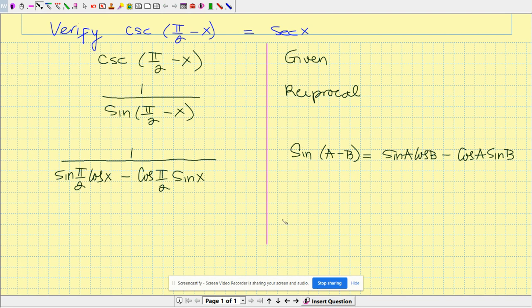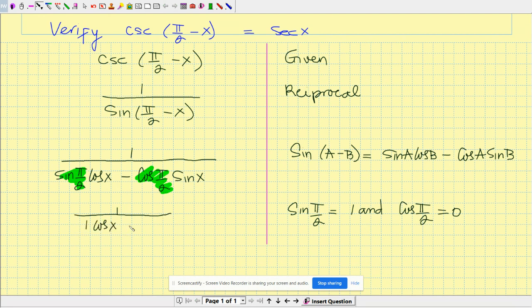Now next we are going to simplify. So in this case, since we all know that sine pi over 2 is 1 and cosine pi over 2 is 0, we are going to substitute sine pi over 2 for 1 and cosine pi over 2 for 0. So I'm going to go ahead and write the rest of them. So 1 over 1 times cosine x minus 0 times sine x.